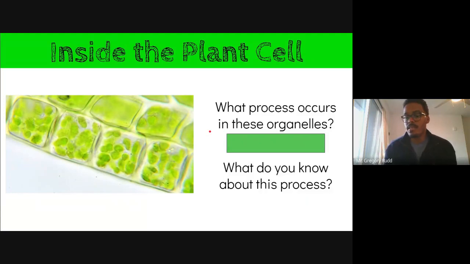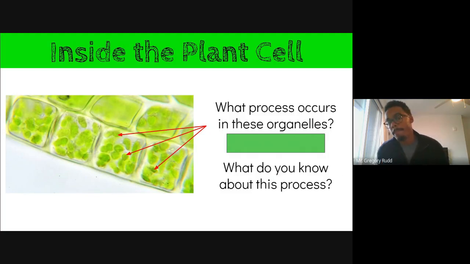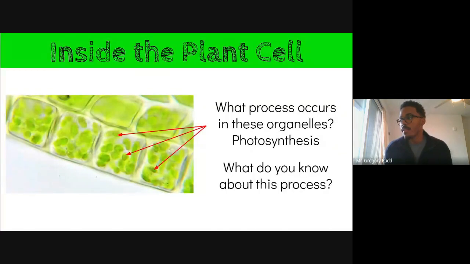Okay, so we're looking at these organelles here. Which process is occurring in these organelles? What is their job? Wonderful, Janelle. Yeah, the process that we're talking about is photosynthesis. Does anybody know anything about photosynthesis already? Yeah, photosynthesis is needed to make glucose. What about the types of organisms that do photosynthesis? Do we know anything about that?